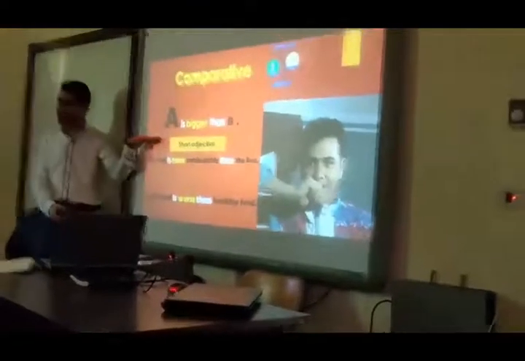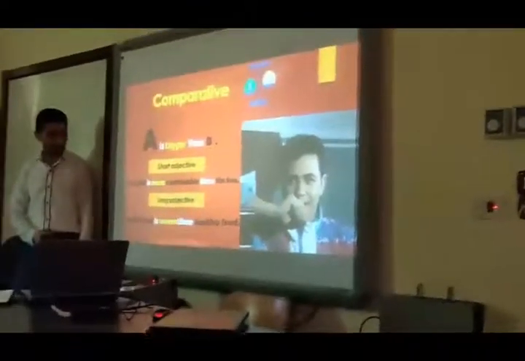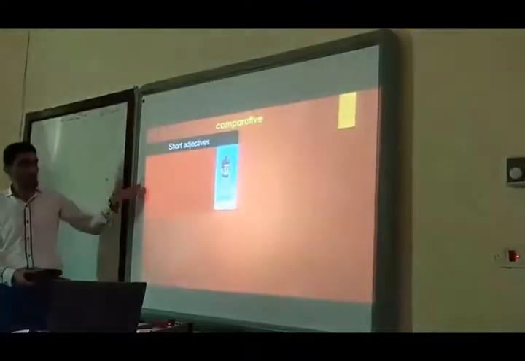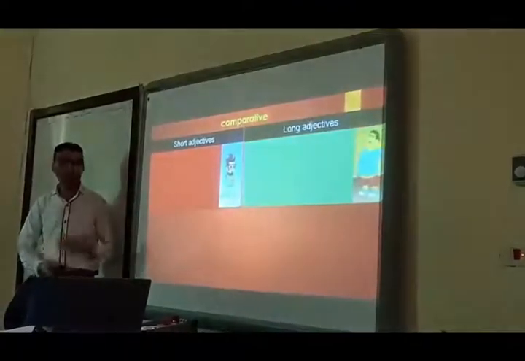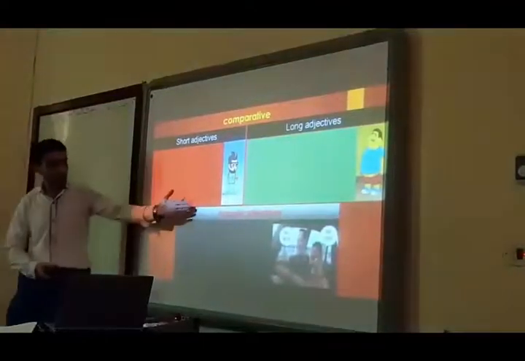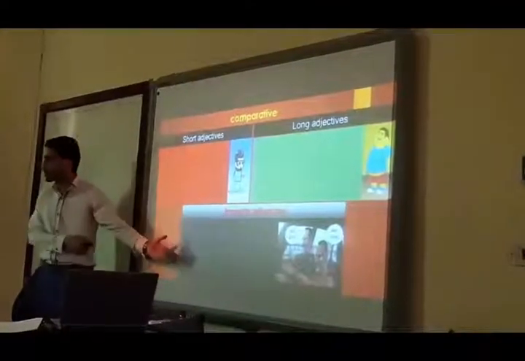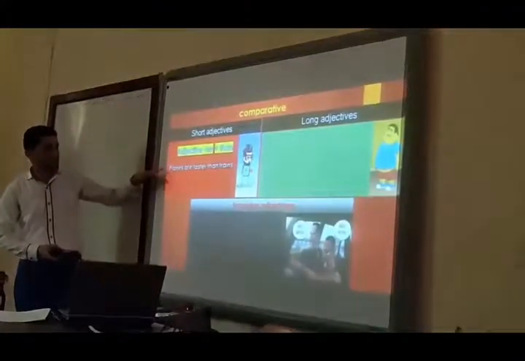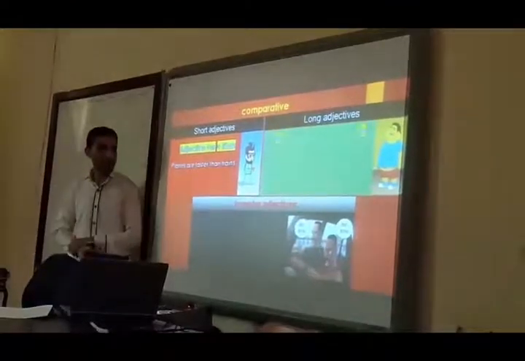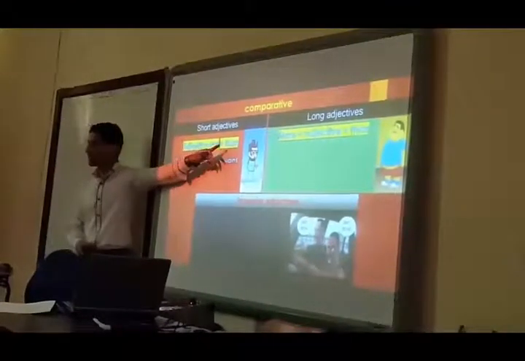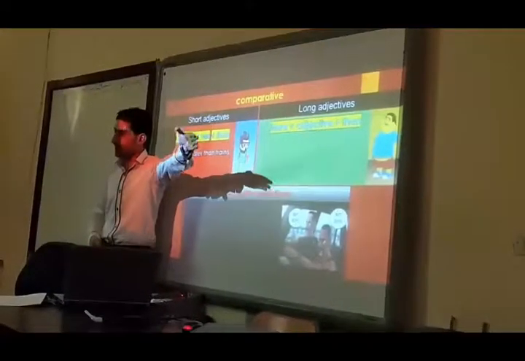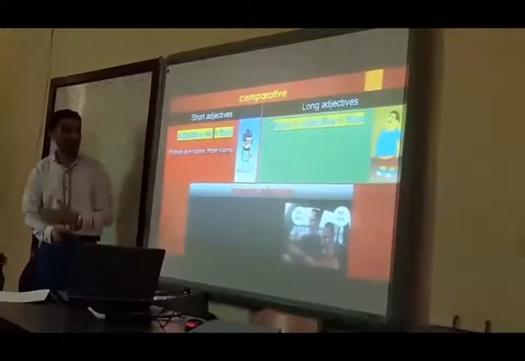Let's check. Here, short adjectives, long adjectives, and irregular adjectives. So we have three groups of adjectives: the short adjectives, the long adjectives, and the irregular adjectives. Let's say they are the bad boys. There are no rules. Here, planes are faster than trains. In the short adjectives, we put ER and than. And in the long adjectives, we put more, before the adjective, and than after that.